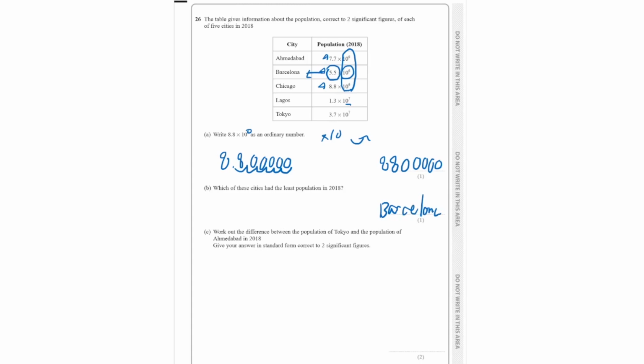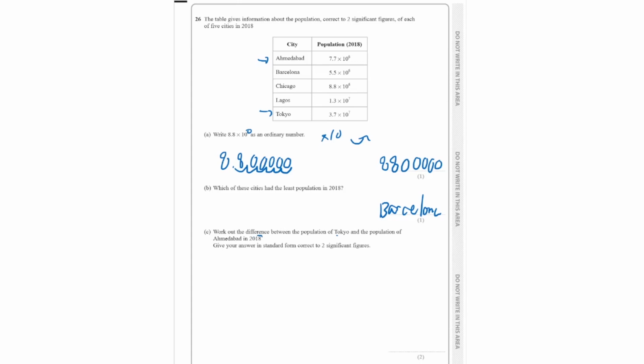Work out the difference between the population of Tokyo, let's write an arrow here, Tokyo, and population of Ahmedabad. Give your answer in standard form, correct to two significant figures. In order to find the difference, we simply subtract the smaller value from the larger value.